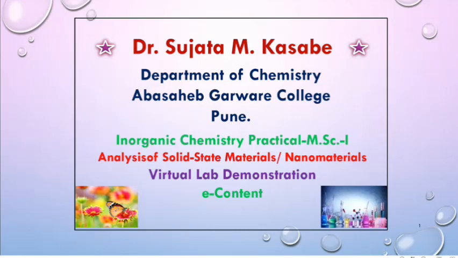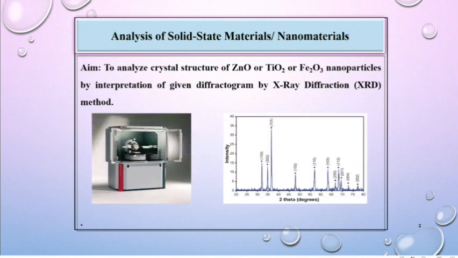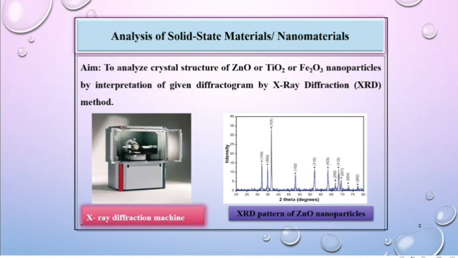Let us see how to do the analysis of solid state materials or nanomaterials. Aim: to analyze the crystal structure of ZnO or TiO2 or Fe2O3 nanoparticles by interpretation of a given diffractogram by the X-ray diffraction method. The powder X-ray diffraction is an important spectroscopic method for the analysis of crystal structure of inorganic solid state materials. X-ray diffraction is used for identification of the crystalline phase of the synthesized material.